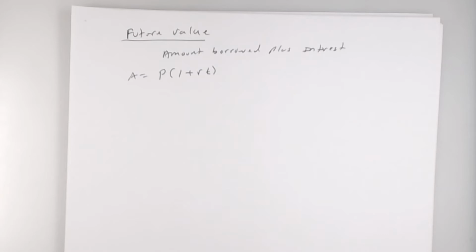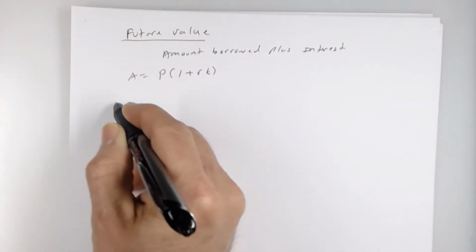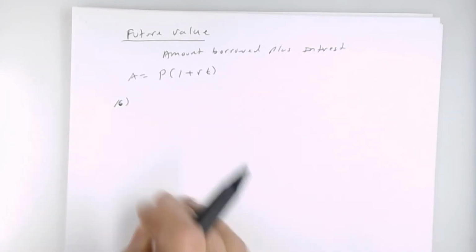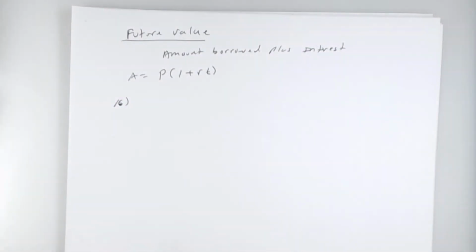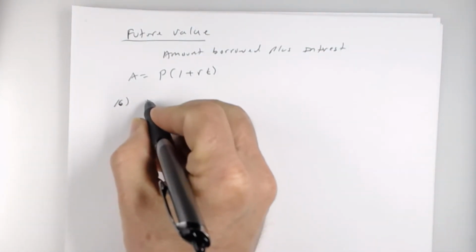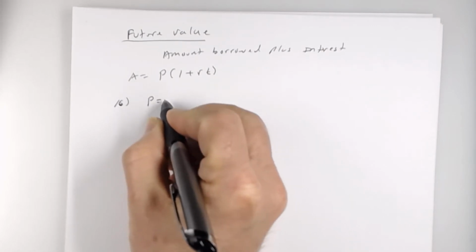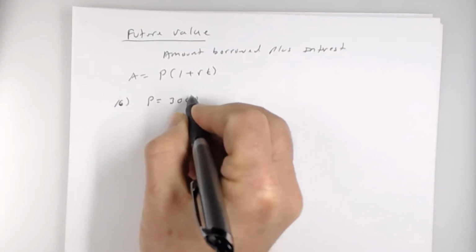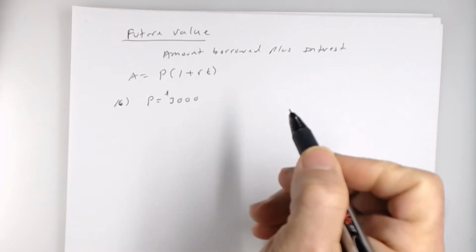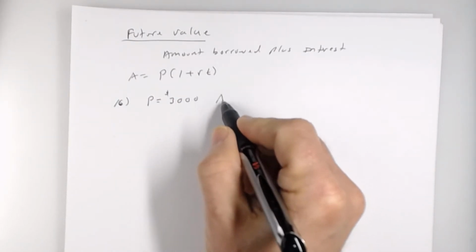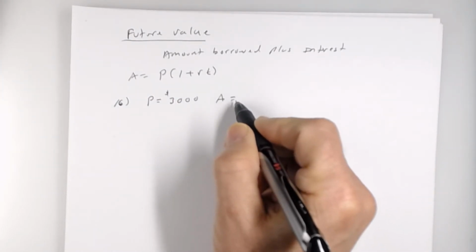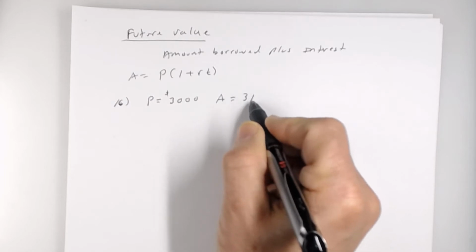You want to find the future value. I'm sorry, we're going to do number 16. So number 16, you're told this. You're told that the present value or the principal is $3,000, and you're told that the future value A is $3,180.